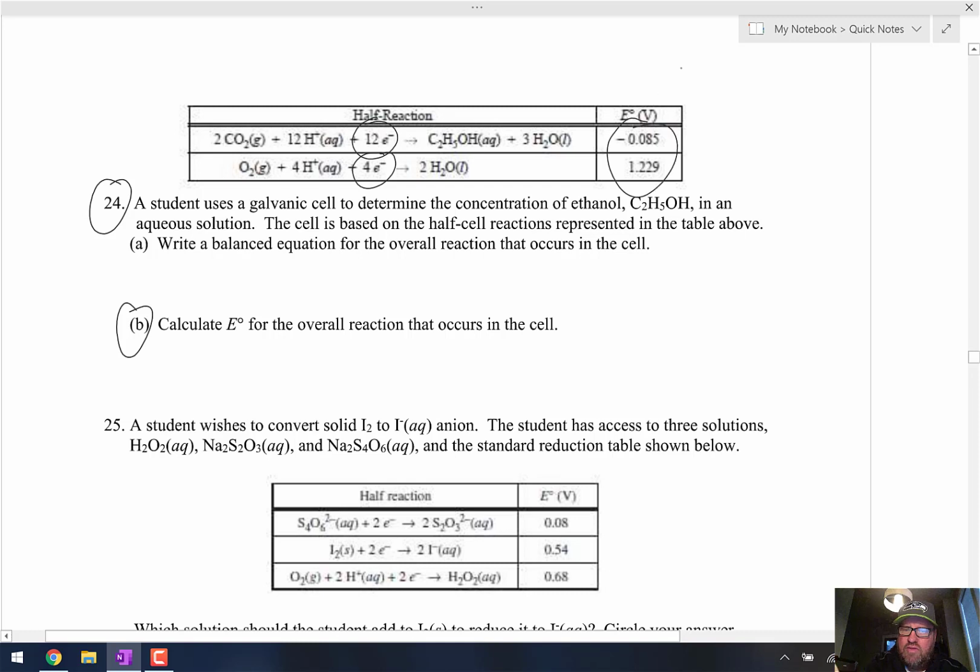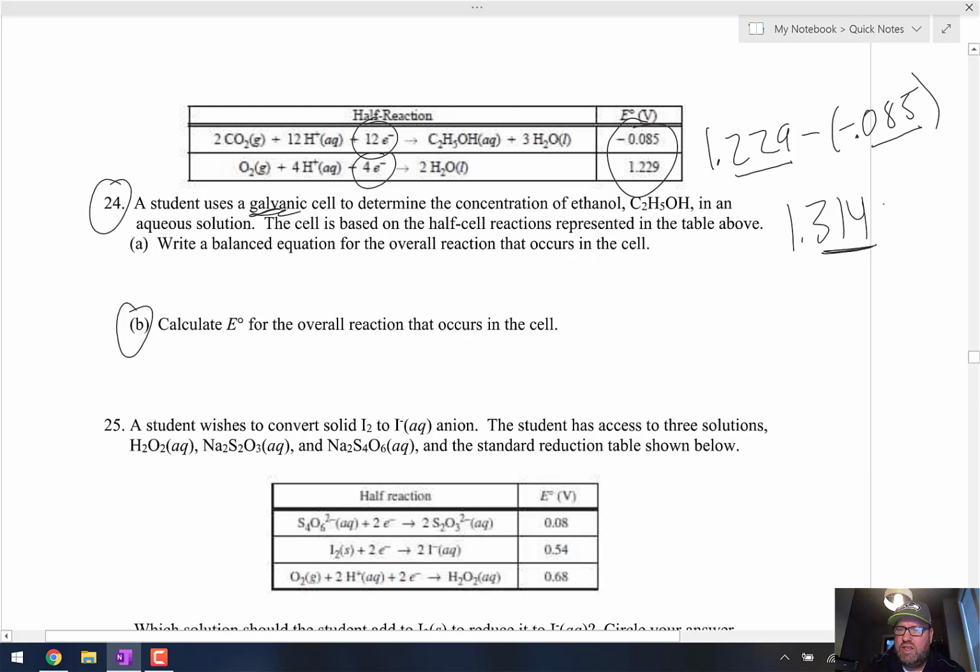You take the two values. It's a galvanic cell, so how do you get a positive value? 1.229 minus negative 0.085, okay? And the correct answer was 1.314. This, remember, with addition and subtraction with significant figures, this has 3 after, this has 3 after. Your answer must have 3 after.